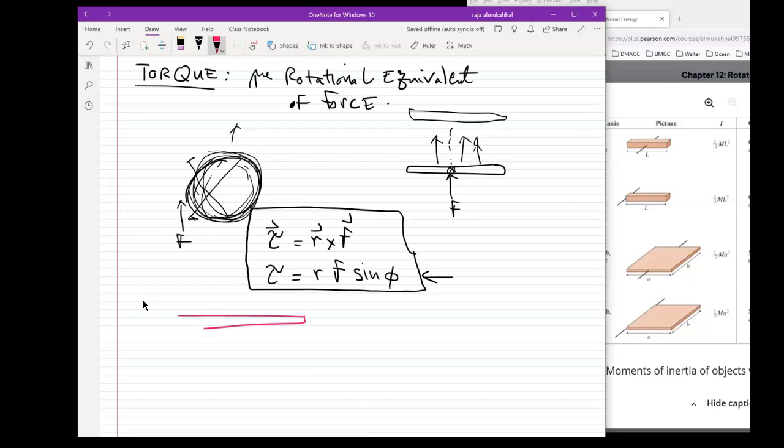Basically, here is the rod right there. Here is the center of mass. Here is my force applied on the rod, not necessarily on the side of the rod. So this is the applied force. The perpendicular distance between the applied force and the center of mass is the radius of rotation here. This R. We call it the moment arm.